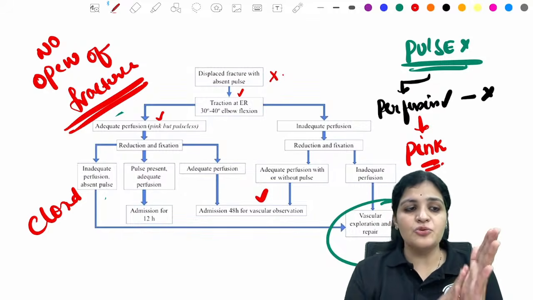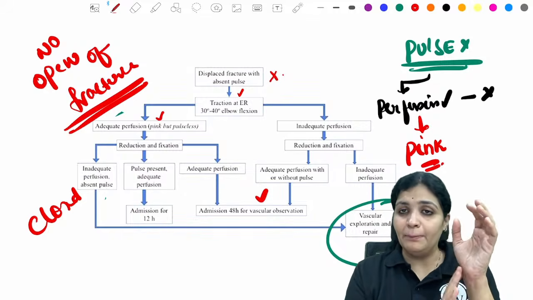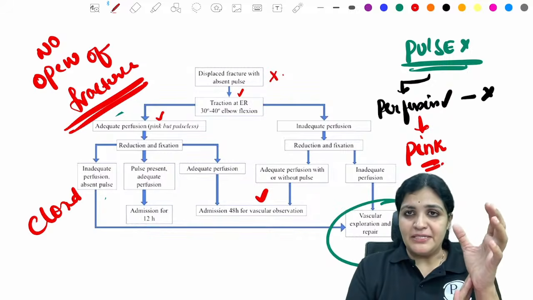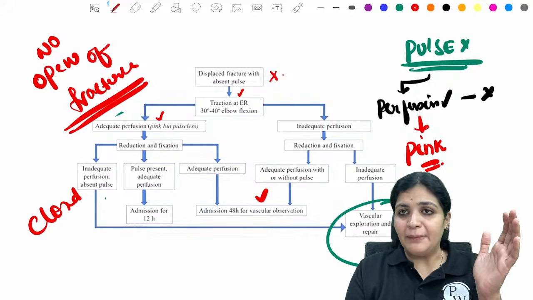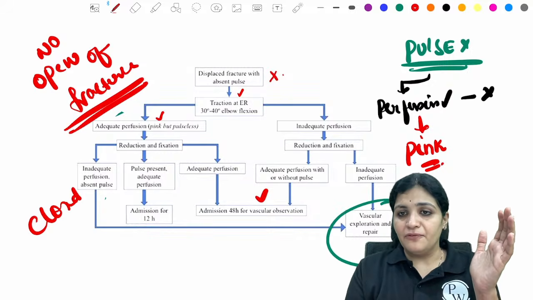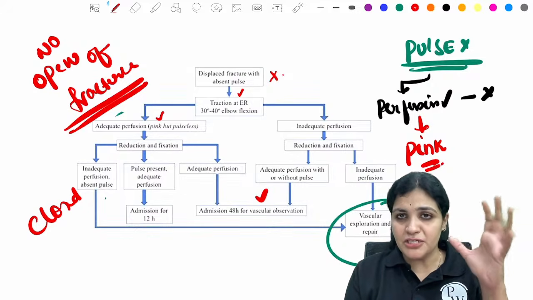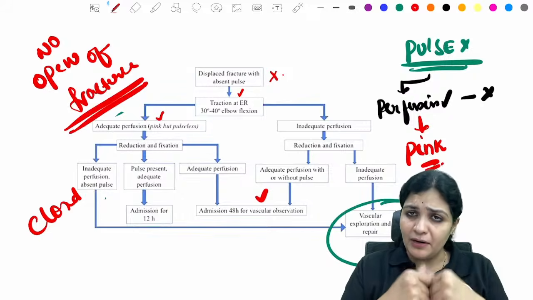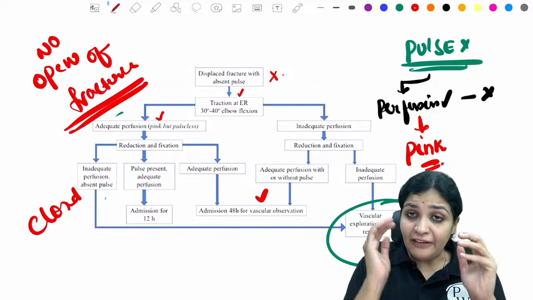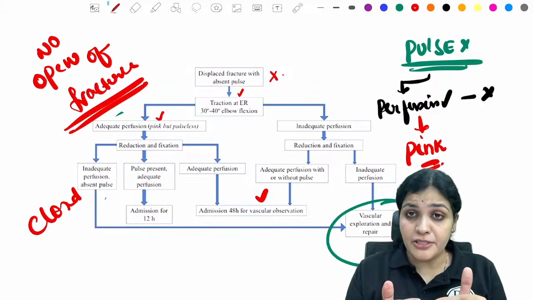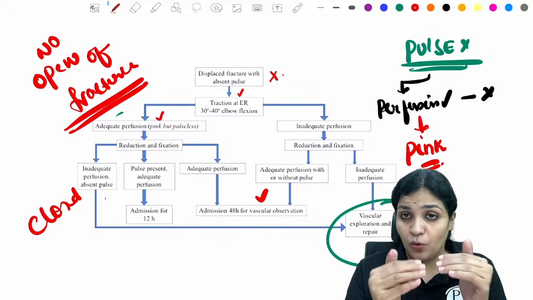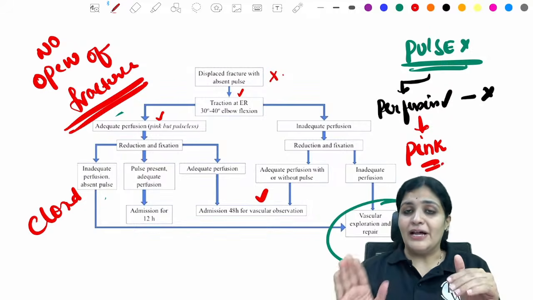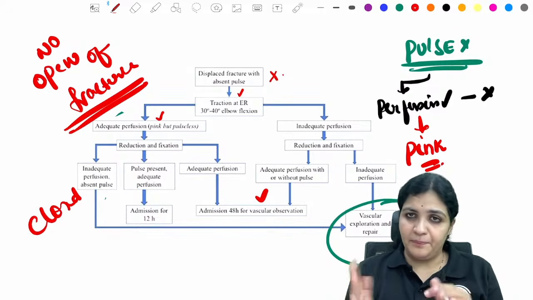What you have to do is rely on the perfusion, not on the pulses. So if the pulse is absent and the hand is still pink in color, that means the perfusion is present. That means you can still go for percutaneous pinning. That means you will reduce the fracture and fix it. If after traction and reduction the pink color is not there, then you can go for vascular exploration and repair. That's it.